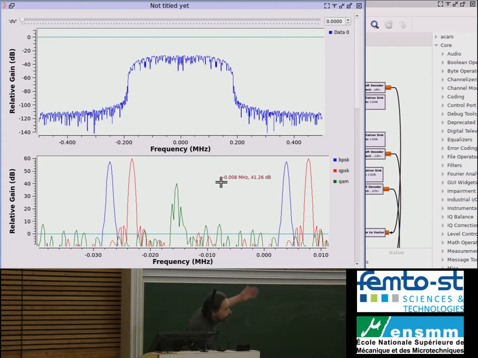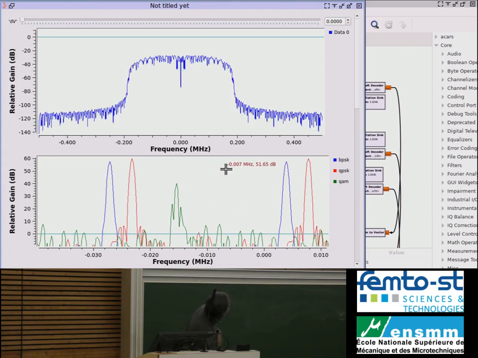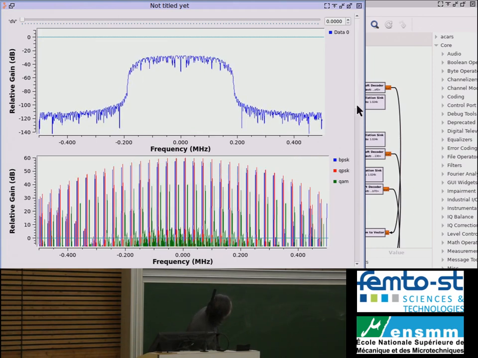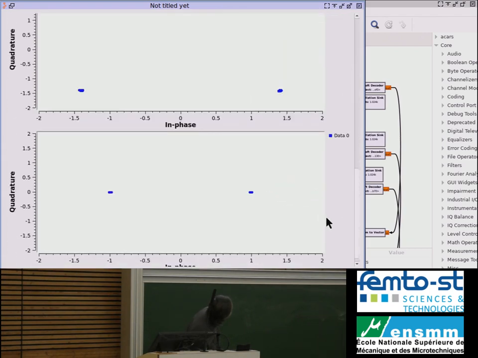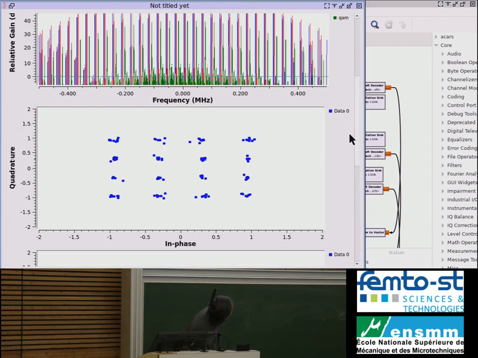So you run the pseudo-random sequence, you modulate it at BPSK, QPSK, or QAM, and you get your correlation peaks that repeat with a pulse repetition interval. That's your analog spectrum, and these are your constellations. So you've got BPSK, QPSK, and QAM.